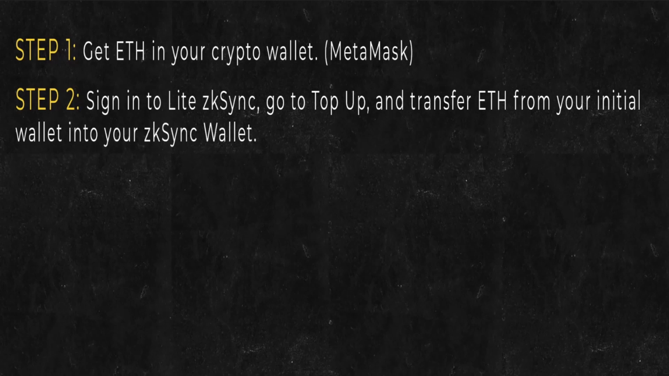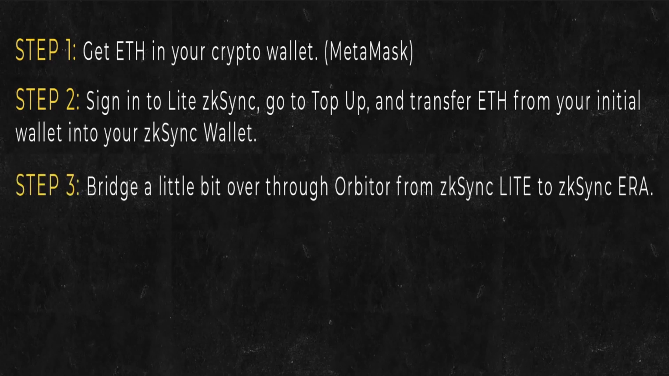Step 2, sign into zkSync Lite. Click top up and transfer Ethereum from your initial wallet into your zkSync wallet. Step 3, we're going to go back to the top up page and find on the bottom Orbiter. It's going to be a bridge in which we're going to take the Ethereum from our zkSync Lite wallet into the new zkSync Era wallet.